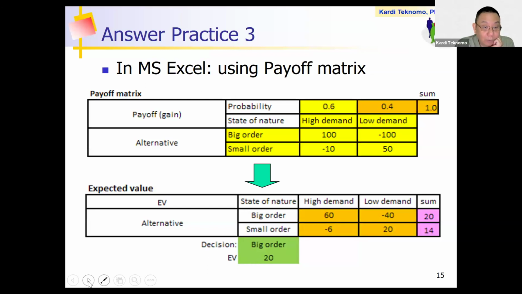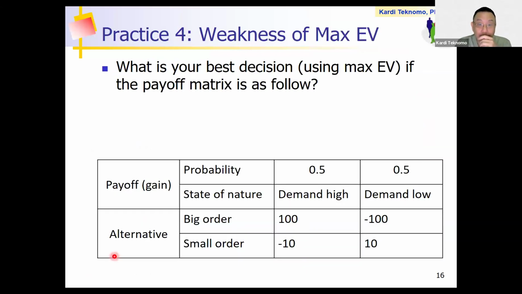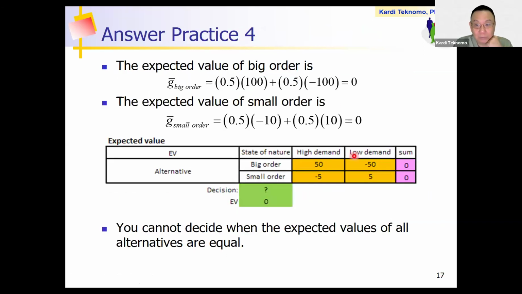we can continue. If you put this probability now as 0.5 and 0.5, the result is 0, 0. So you cannot decide. This is one of the weaknesses of decision under risk. Well, we can overcome this later on using utility.